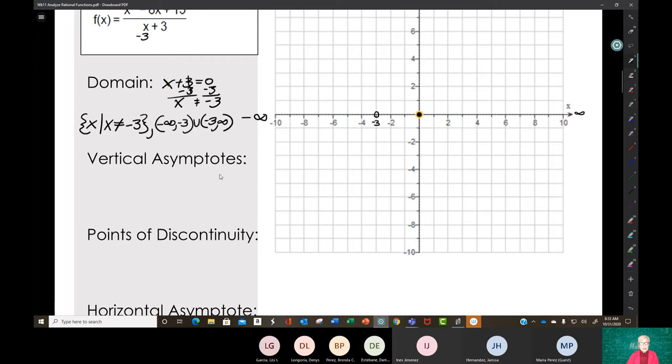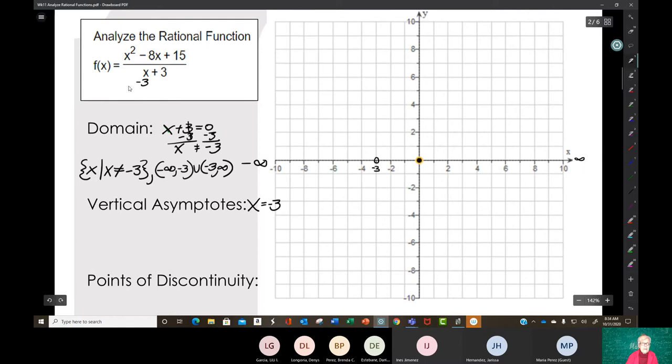Now the domain and the vertical asymptotes are very closely related. Most of the time, you can just say, okay, x equals negative 3 is going to be my vertical asymptote, the equation of the vertical asymptote, which means you have a line going up and down that acts as a wall to prevent the graph going across it. But you can't be absolutely sure because of this next question about points of discontinuity. So just to make sure your denominator does not cancel out, you need to factor the top and factor the bottom. You do this after you find the domain.